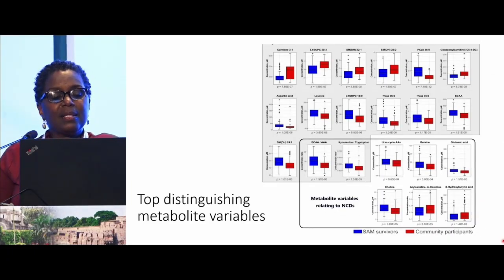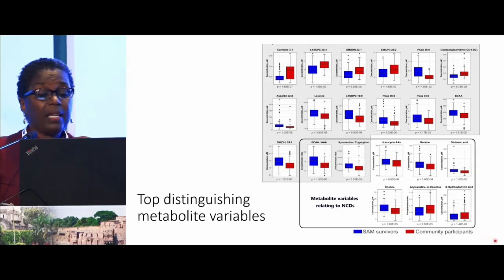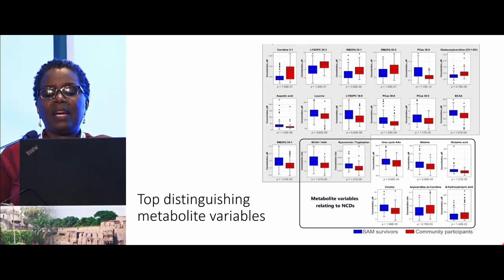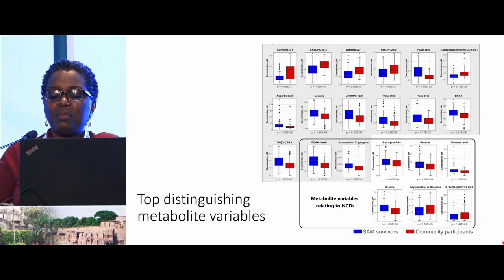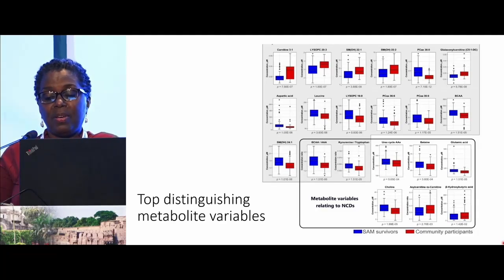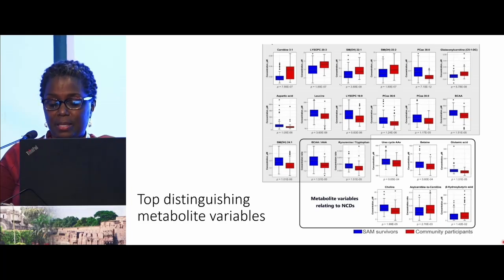Now, those that are identified here, and I hope this projects clearly, were the top distinguishing metabolite variables that were identified. These were the ones that were quite distinctly different, significantly so, between SAM survivors and controls. And those enclosed in the black box at the bottom are metabolites that were known to be associated with cardiometabolic risk, NCD risk.